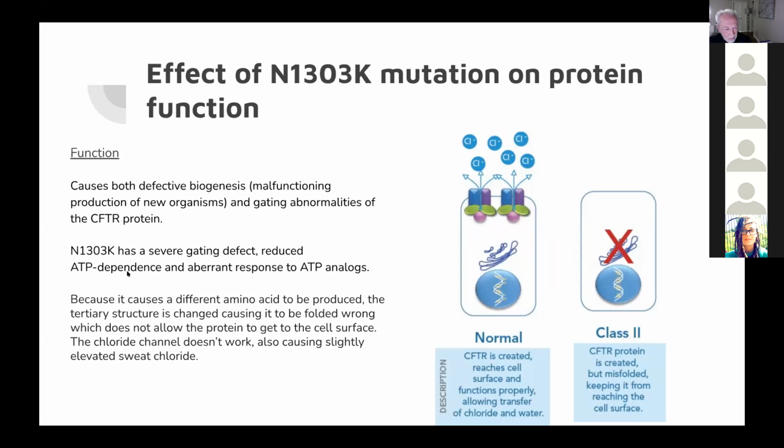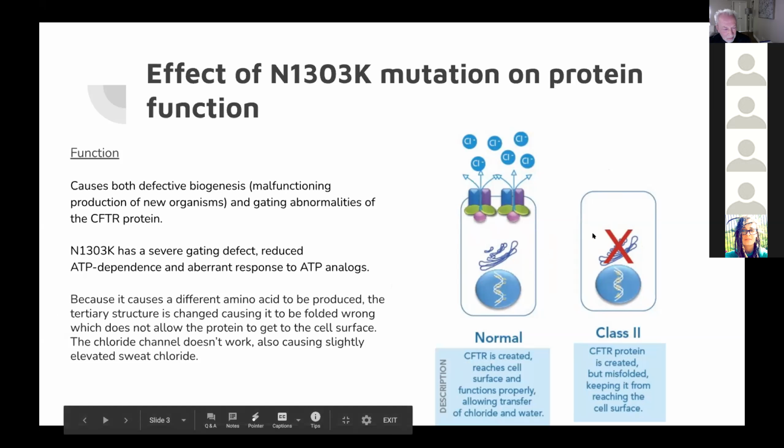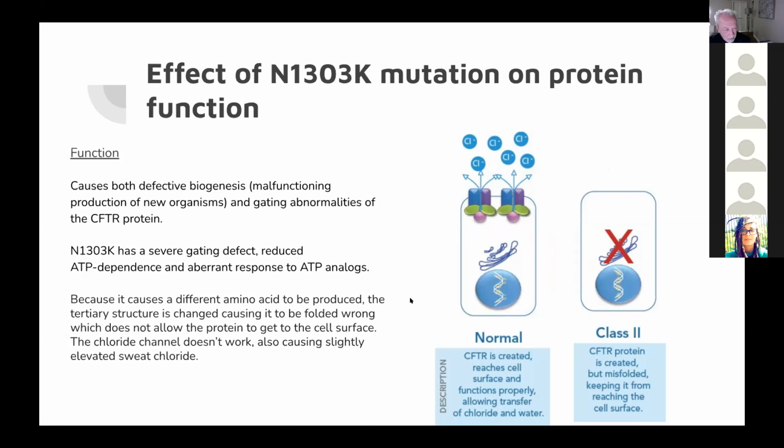and because it causes a different amino acid to be produced, like the slide before, the tertiary structure is changed, causing it to be folded wrong. So that's why the chloride channels don't work. And because of that, it can't get to the cell surface. And that's why the mutation causes elevated sweat chloride levels in the patients who have it.